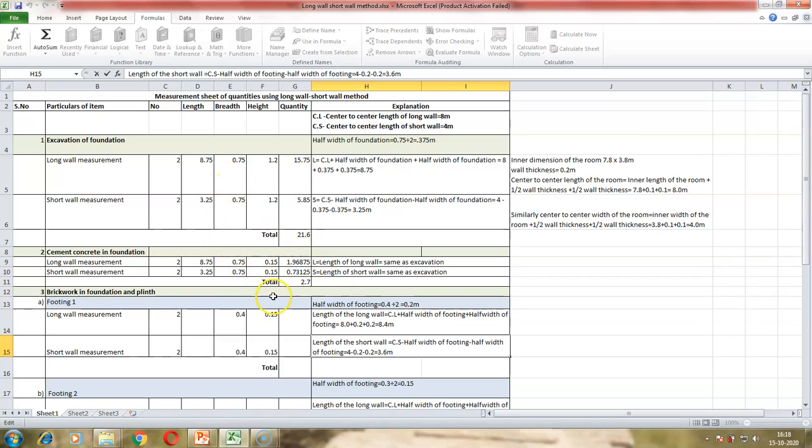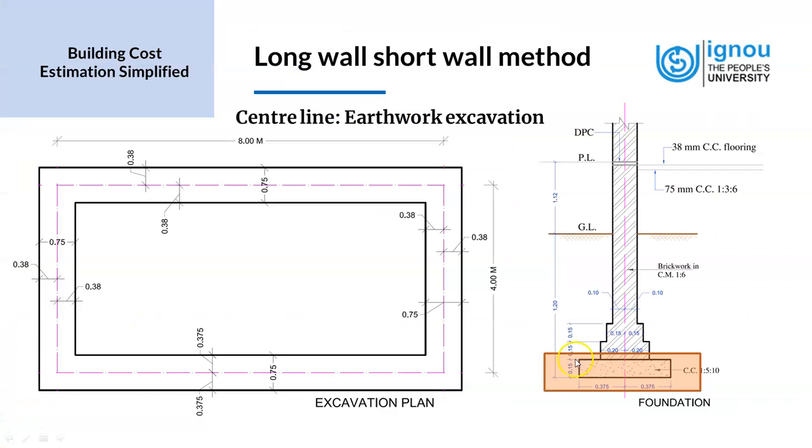How do we get 0.15? That is the thickness of the cement concrete in the foundation. Let's refer back to the section of the foundation to get an idea. So we see here that the thickness of the foundation is 0.15. So that's why we took the measurement for this as 0.15.